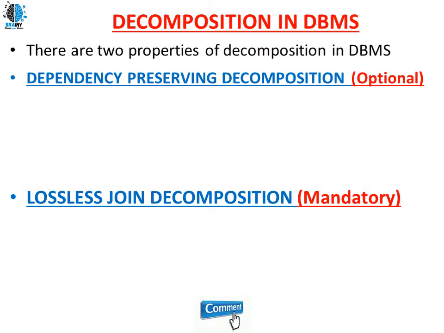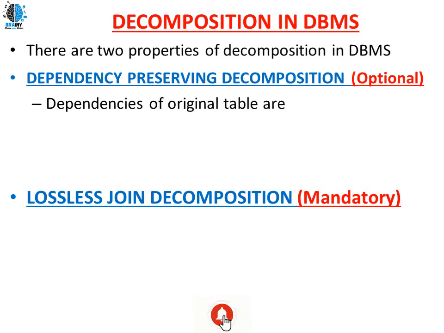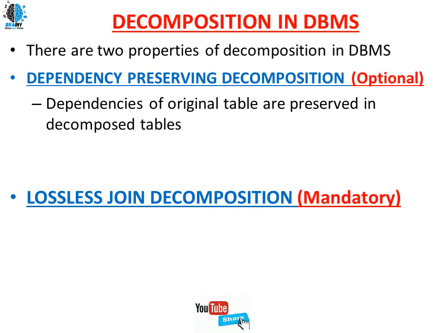Here I will tell you just in brief about dependency preserving decomposition in database management system, which says that dependencies of the original table are preserved in the decomposed tables. It means dependencies of the original relation must be preserved in the decomposed relations as well. For example, if I have four dependencies in my original relation, all four should be preserved in my decomposed relations as well.